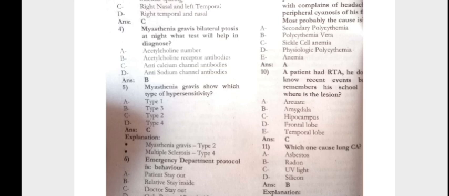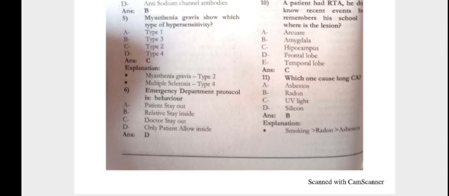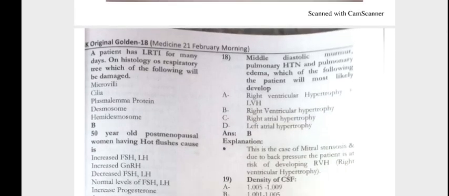The patient had an RTA. He does not know recent events but remembers his school. He does not know the recent events, and this is damage of the hippocampus. Which one causes lung carcinoma? That is radon. The patient had a lower respiratory tract infection for many days. On histology of the respiratory tree, which of the following will be damaged?